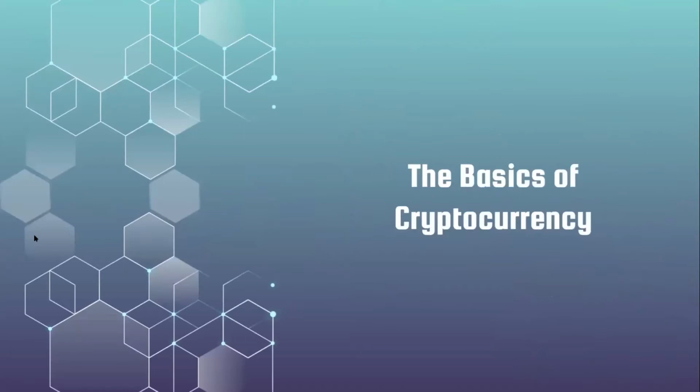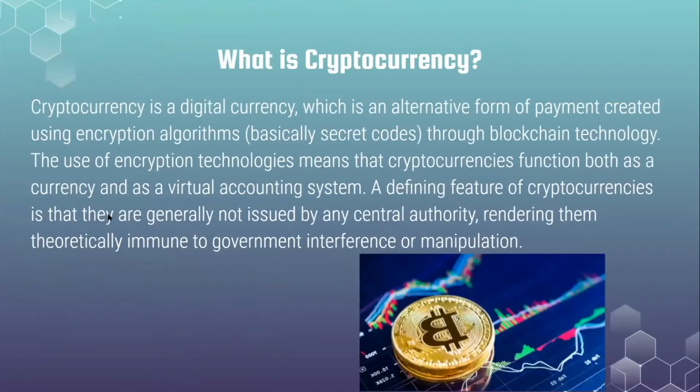So let's start out with the basics of cryptocurrency. Cryptocurrency is a digital currency, which is an alternative form of payment created through encryption algorithms. Basically, there are secret codes, and it's done through the blockchain technology. For those who don't know, the blockchain technology is basically a database where we track who has what amount of cryptocurrency and then the different exchanges of them going around throughout the markets.